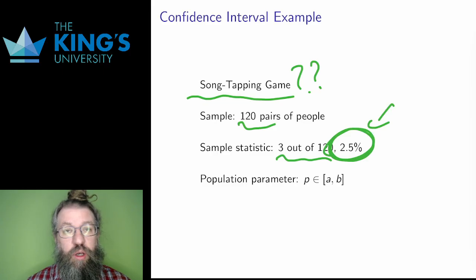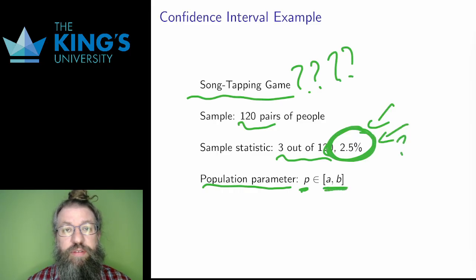This is all we have to go on. We have just this study. What is likely true about the general population? How often would someone actually guess the correct song? That's the population parameter. It's almost certainly not exactly 2.5%. That would be strange and uncanny. But we want to try and give a range of what we think is reasonable for that population parameter. Using only this study, only this information, what range would we be confident in for the population parameter?